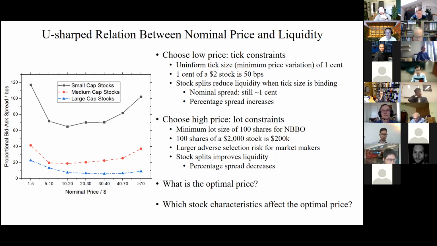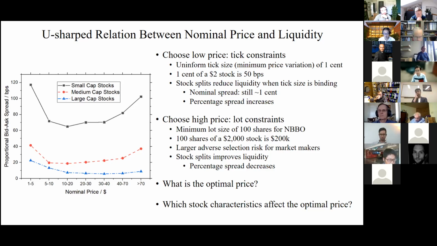Wait, there's another constraint, which we call the lot size constraint. Why? Because to establish a national best bid and offer, you need to display a minimum of 100 shares. So 100 shares of a $2,000 stock is $200,000. In the modern market, that's big money. Suppose a market maker posts $200,000 on the book, the large adverse selection risk for market makers also reduces liquidity. So in this case, like Jeff Bezos, he should split his stock. In this case, splitting improves liquidity.